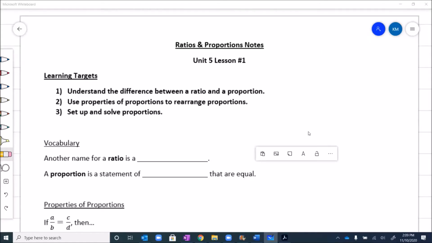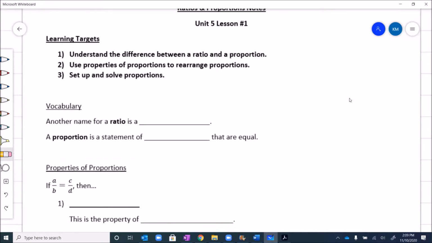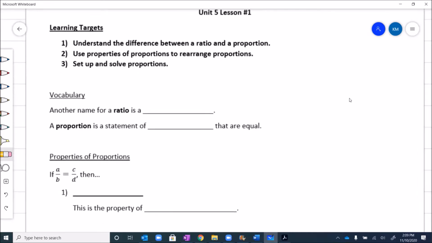Today we're going to look at ratios and proportions notes. At the end of this video, you should be able to understand the difference between a ratio and a proportion. You should be able to use the properties of proportions to rearrange proportions, and you should be able to set up and solve proportions.